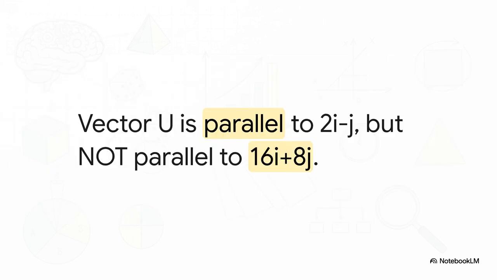Now, what's really interesting about this concept is how we inject direction and magnitude into our space using vectors. Consider vector u, which is 8i minus 4j. It is completely parallel to the vector 2i minus j simply because they share the exact same proportion and direction. However, look at 16i plus 8j. Because of that positive 8j, its direction is completely misaligned. One simple sign change alters its trajectory entirely, no way around it.